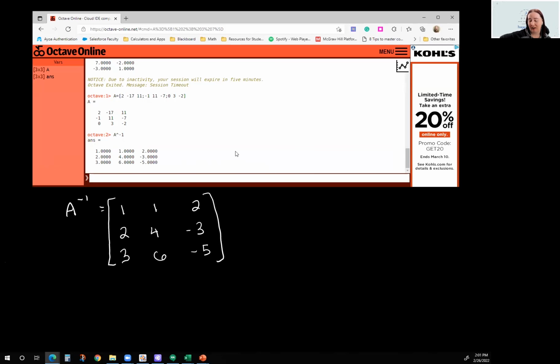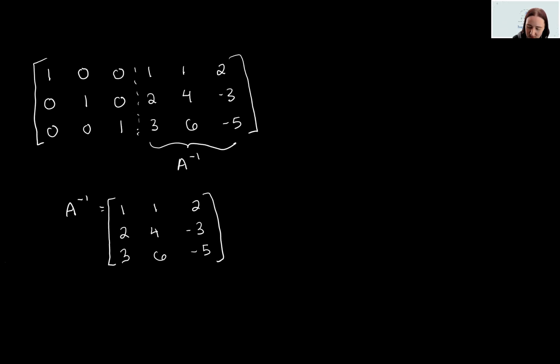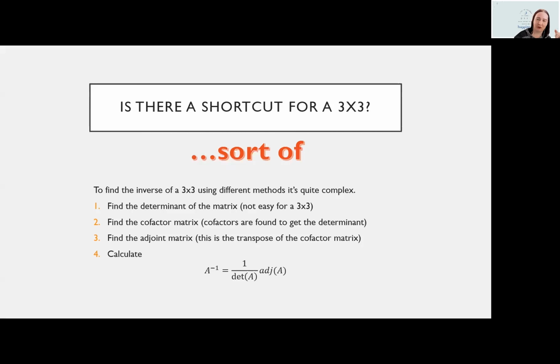And for a 3x3, this process that I just did, I don't think it's necessarily any quicker than doing the shortcut way. So is there a shortcut for a 3x3? Because you saw how long this process was. Step 1 is you have to find the determinant, which is something that you haven't seen yet until you go to the next section. And that's not necessarily something that's really easy to do for a 3x3.